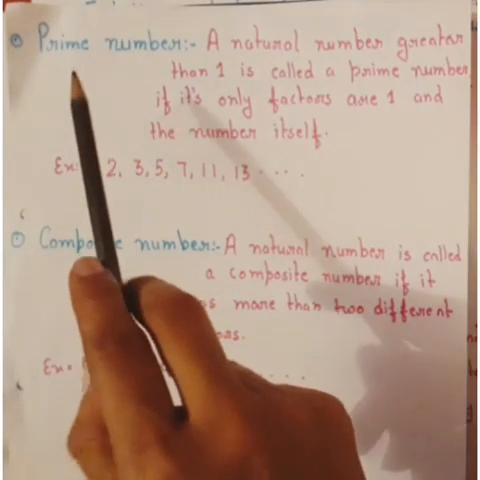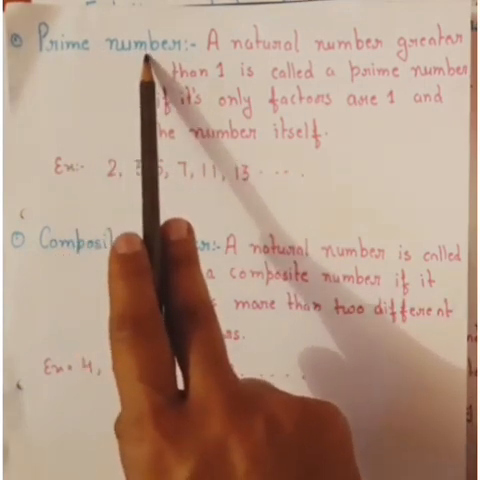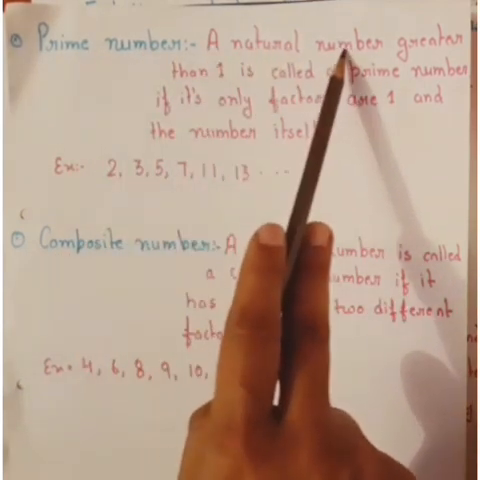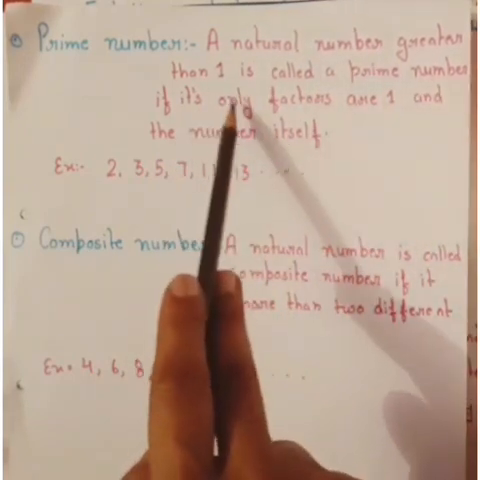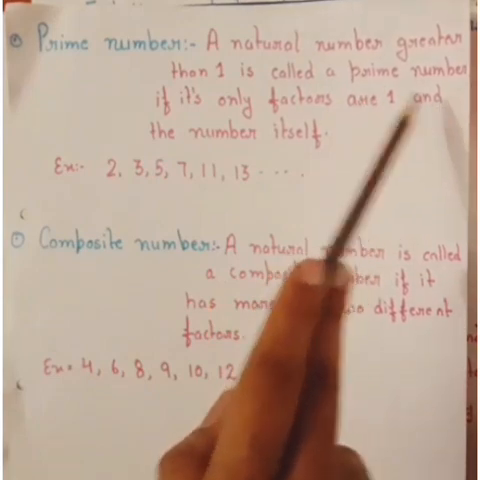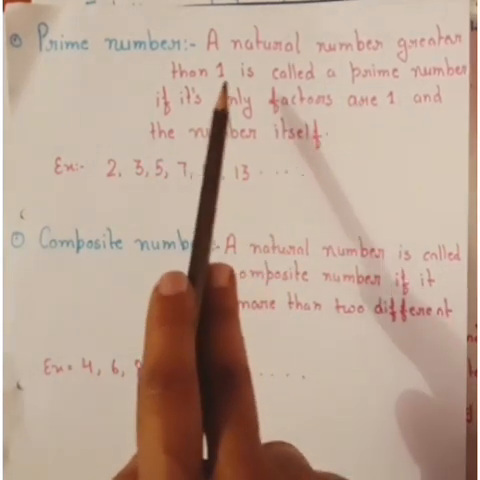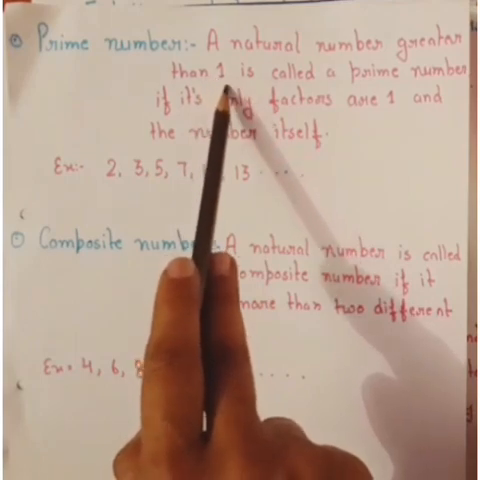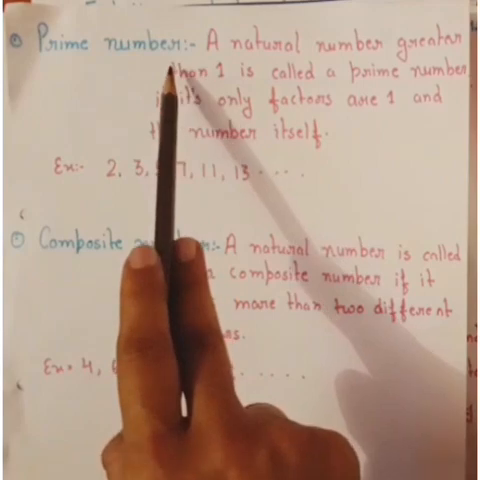We are just continuing your previous chapter and we are starting a topic, prime number. So what is a prime number? A natural number greater than 1 is called a prime number if its only factors are 1 and the number itself. So if a number is having only two factors, that is 1 and the number itself, then the number is called your prime number.